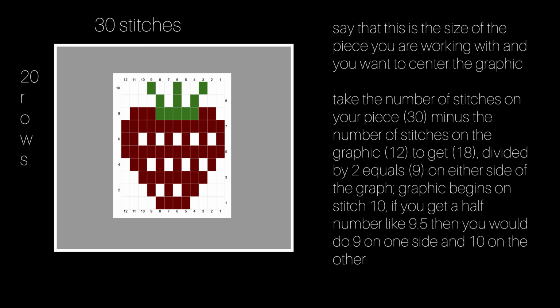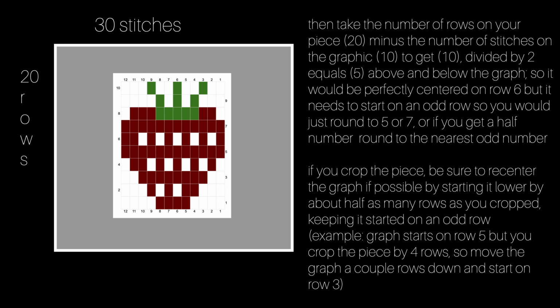Say that this is the size of the piece you are working with and you want to center the graphic. Take the number of stitches on your piece minus the number of stitches on the graphic and divide this number into 2 onto either side of the graph. The graphic will begin on the next stitch number up. If you get a half number, you'll just have one extra stitch on one side.